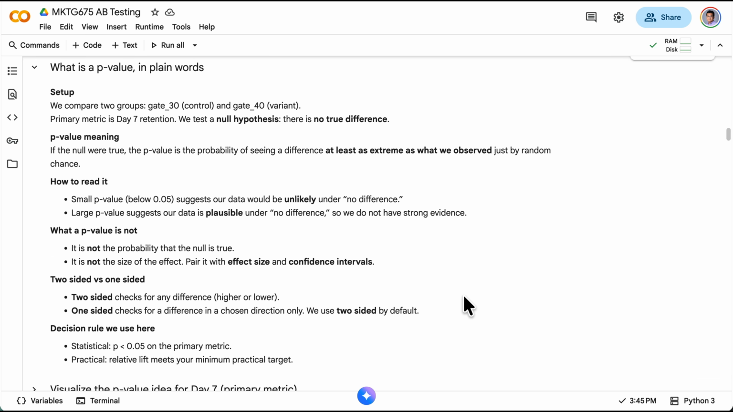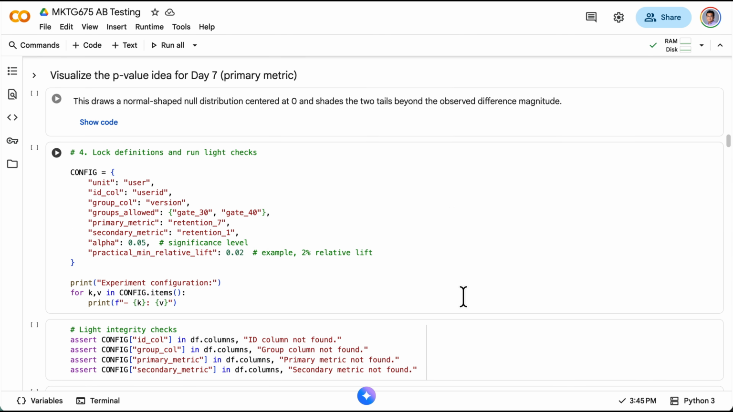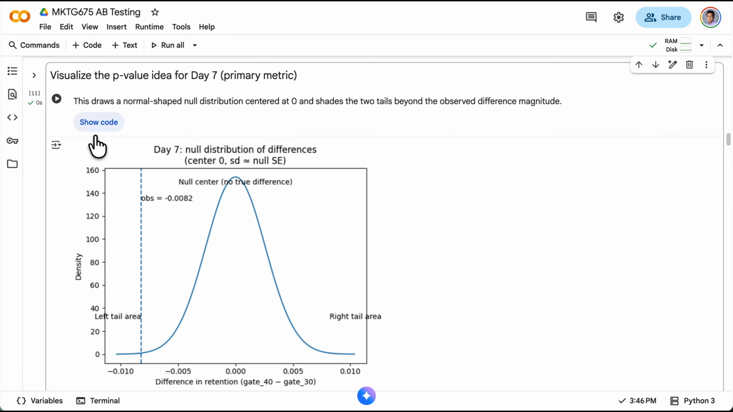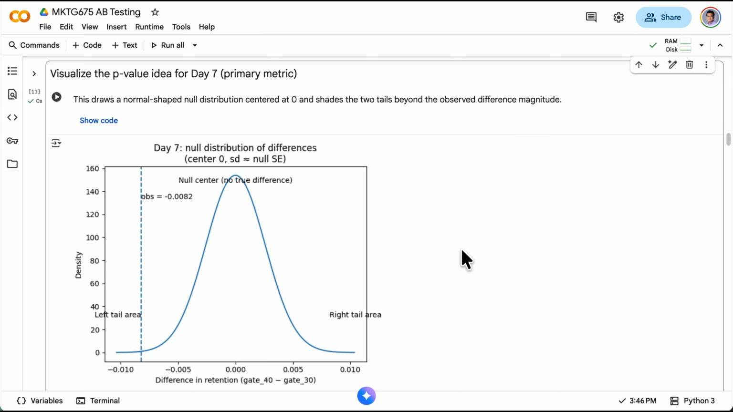Now look at this curve for day 7 retention. The x-axis is the difference in retention, gate 40 minus gate 30. The center at 0 is the world where there is no true difference between the two versions. The blue curve shows the kinds of differences we would expect to see just by random chance if that no difference story were true. The dashed vertical line marks our observed difference, about minus 0.0082, so the variant is a bit worse than the control.